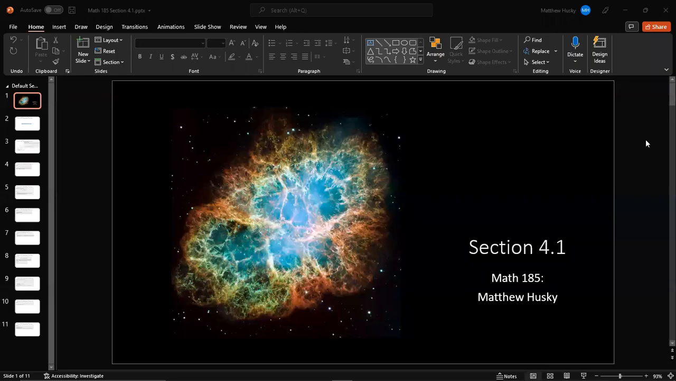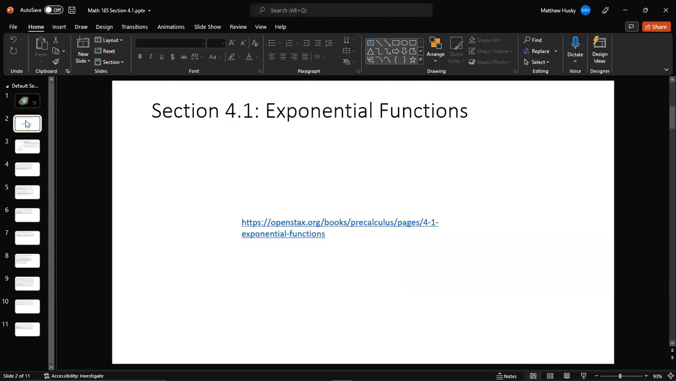Hello, everyone. We are going to start section 4.1 here this evening. This is about exponential functions. So we'll talk about what an exponential function is and how it works.